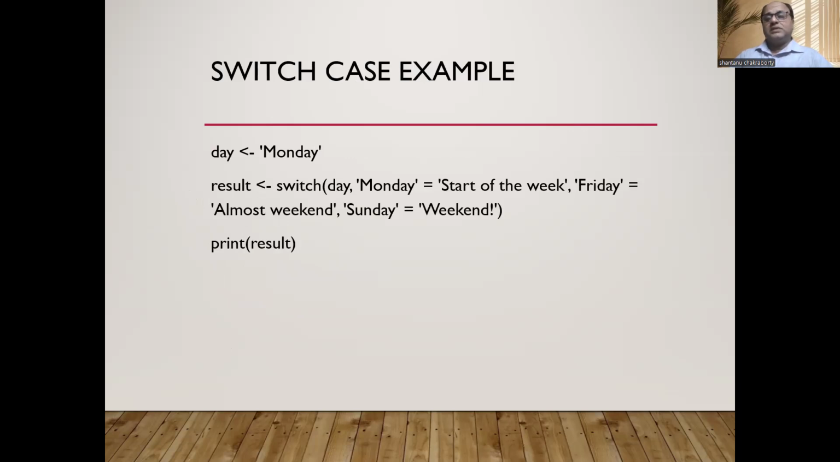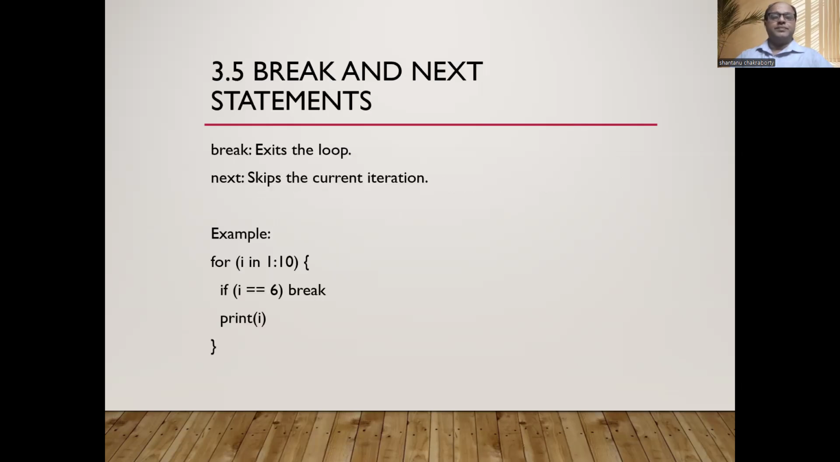There is a switch statement that we use as a flow control mechanism in R programming. We enter the choice, and whatever the choice of the day is, that command is printed. For example, here the day is Monday, so it will print start of the week. If the day is assigned Friday, it will print almost the weekend. If the day is assigned Sunday, it will print weekend. This is how a switch statement works in R programming.